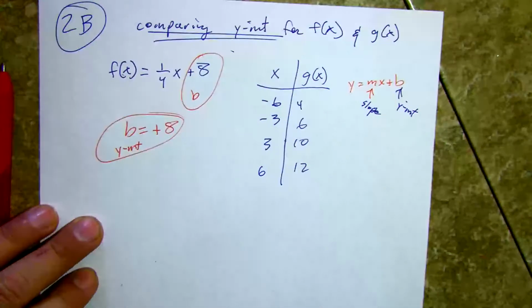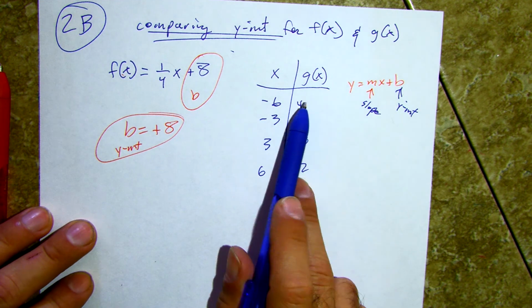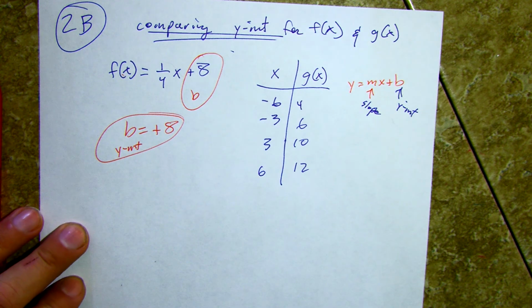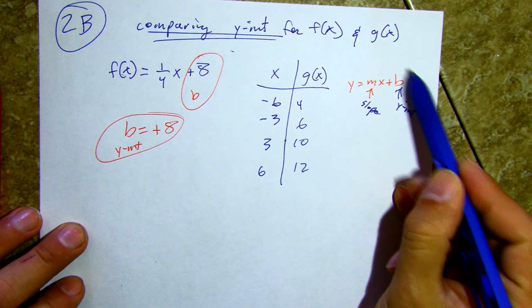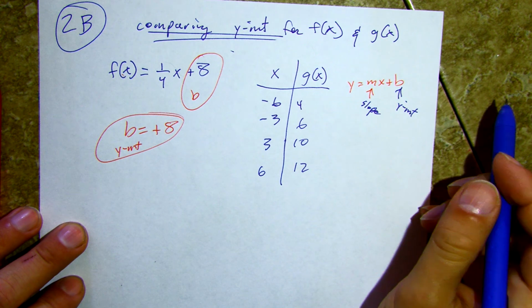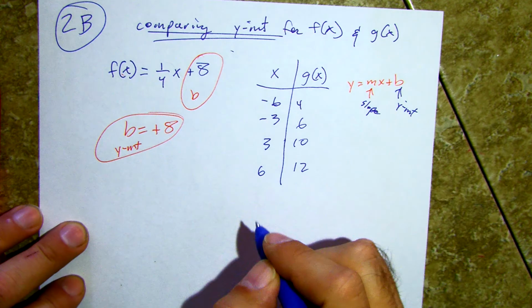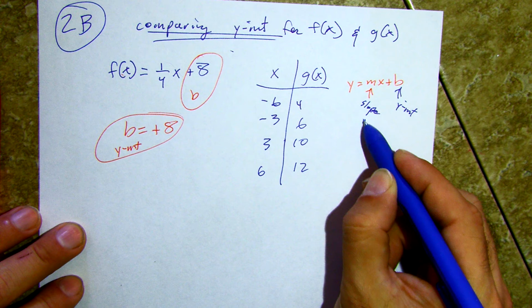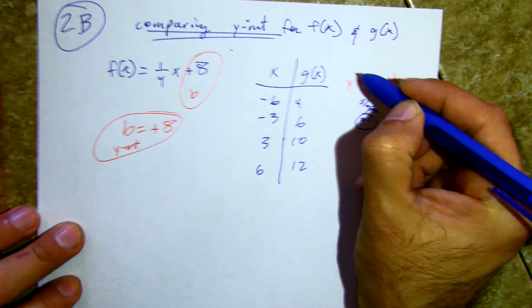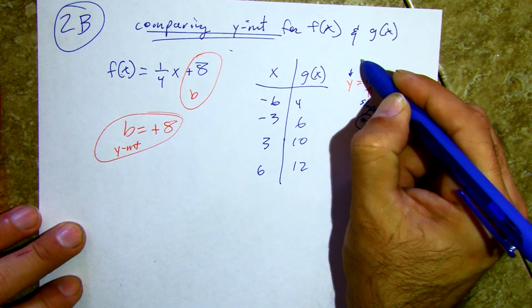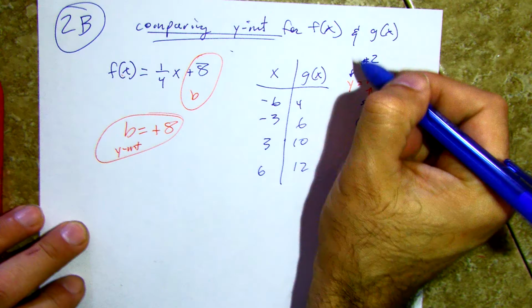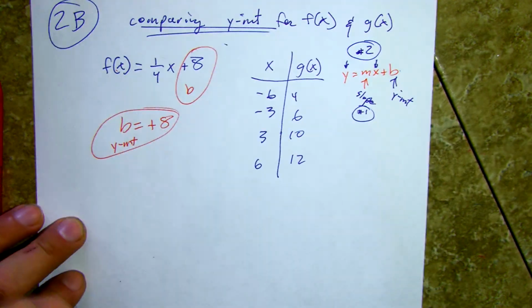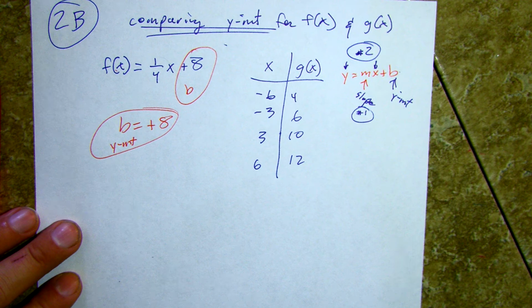Now, for g of x, we need to really focus on finding the components of our y equals mx plus b form. So I can just point just like I did over here. I can say, well, b is this, okay? So what I'm going to do is I need to find first the slope. That's number one. Then I'm going to plug in an x and a y value. That's going to be number two. First find the slope and then plug in an x and y to have b left over.